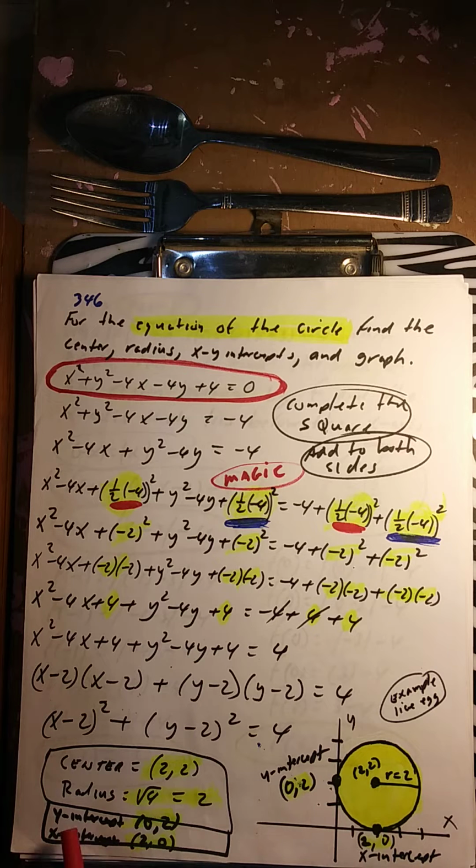Also, you notice that the radius is the square root of this number. The square root of 4 is 2. That means it's going to go 2 and 2 and 2 and 2. All these are going to be 2. So all the radii are going to be what? 2, 2, 2, 2, 2, 2.